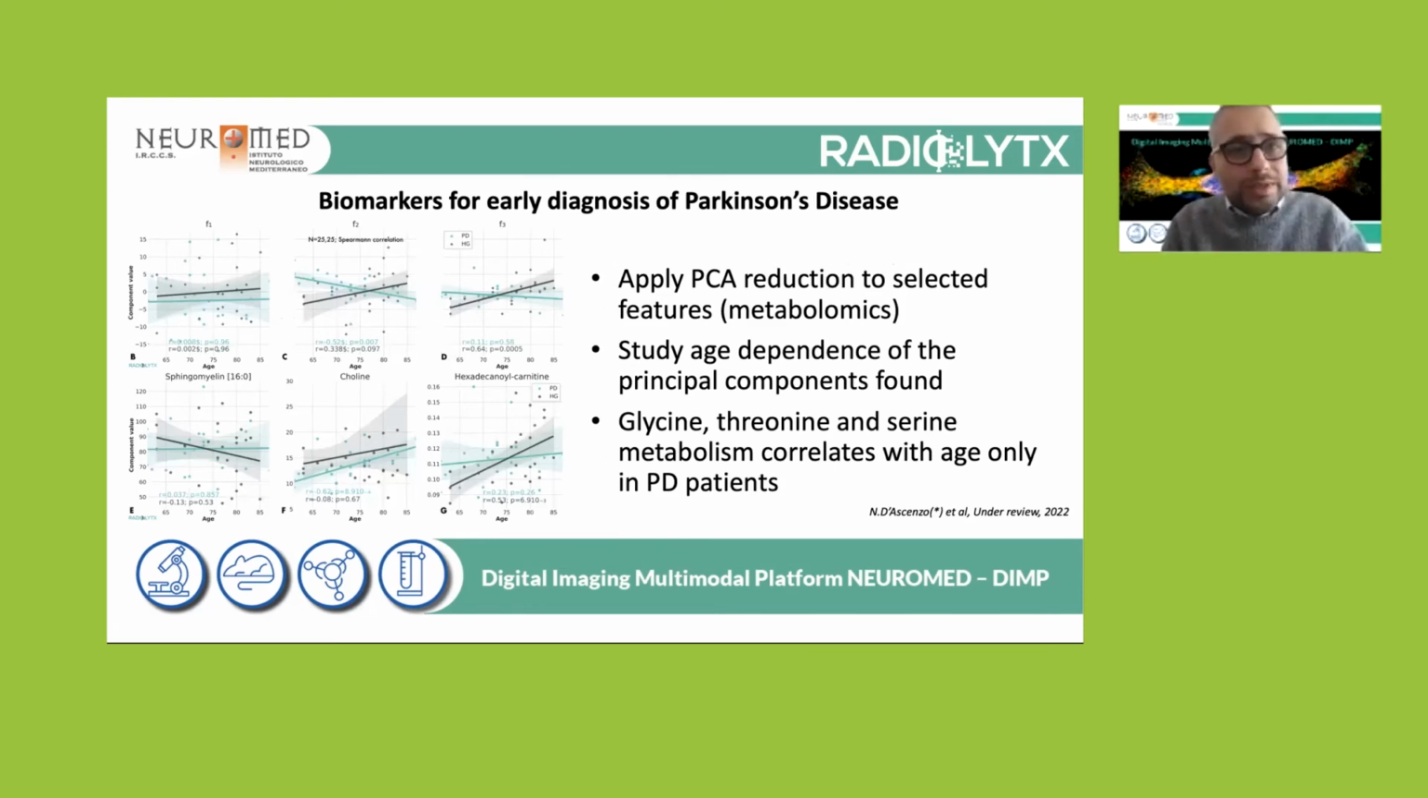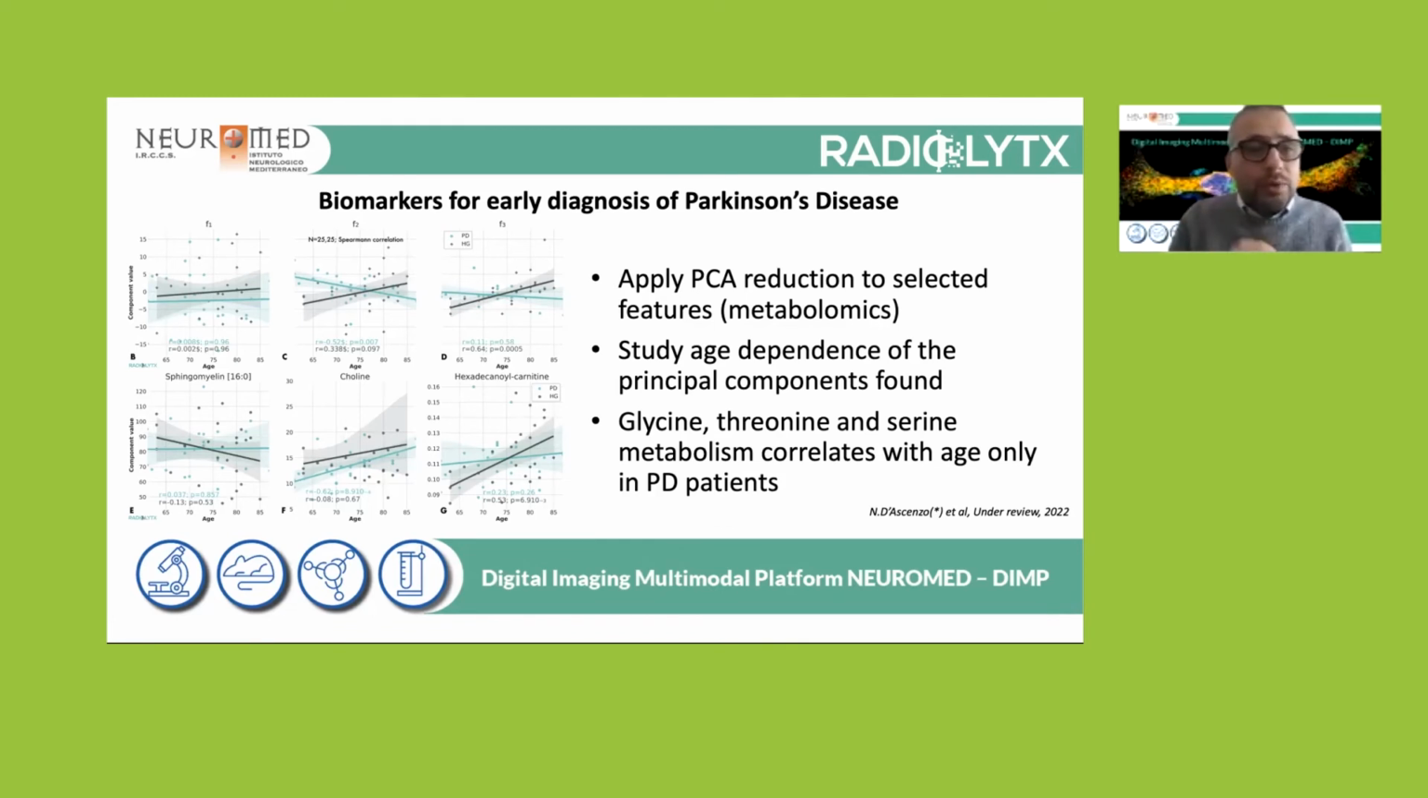And we can add even more information there. We can ask ourselves if, thanks to the metabolomic biomarkers, we could find a specific metabolic pathway which is strongly related to such patients. So what we did, we got the important metabolomic parameters, and we correlated them with age. And we found out, you see here in the last picture, that in particular, glycine, threonine, and serine metabolism correlates with age, all in Parkinson's patients.